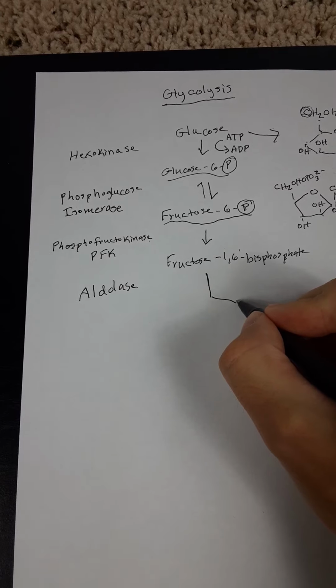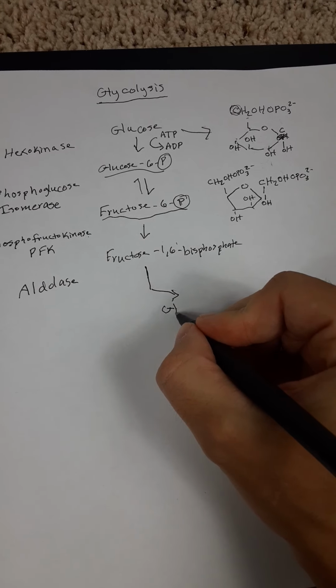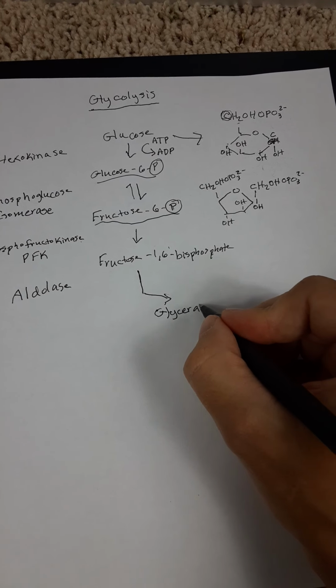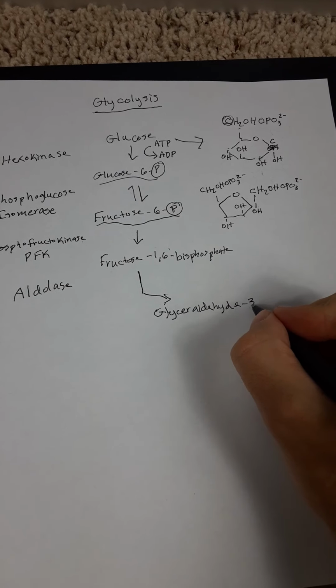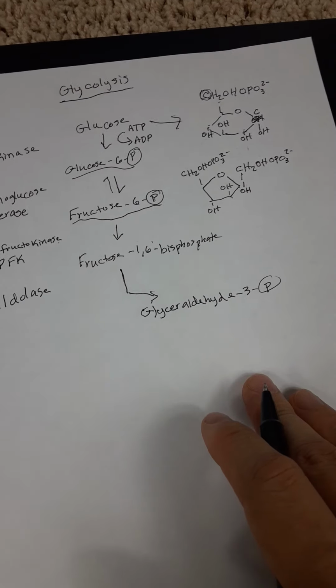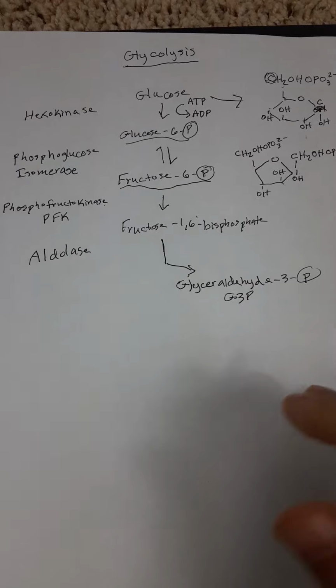Now, the structures that it's going to make is going to be, if I can write this out, glyceraldehyde 3-phosphate. I'm just going to circle that there. Okay. Glyceraldehyde 3-phosphate. Or if you want, you can also put G3P. That's generally what people write.